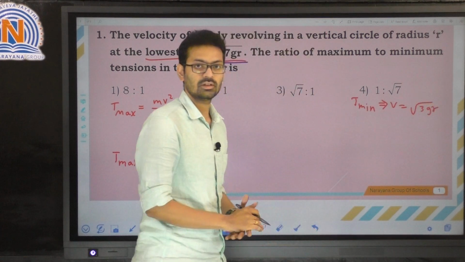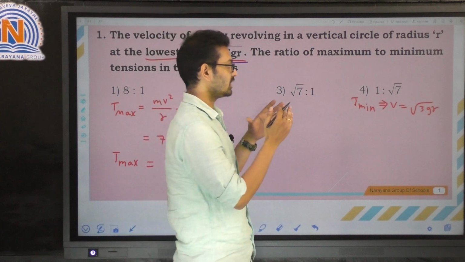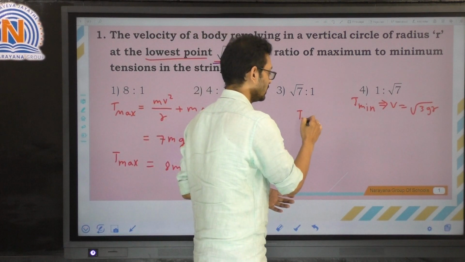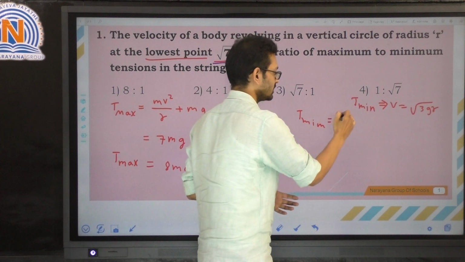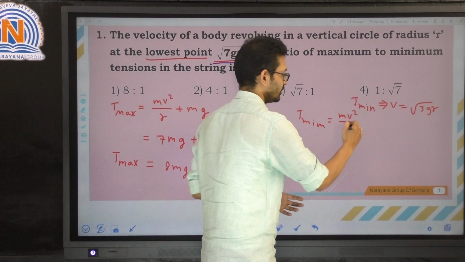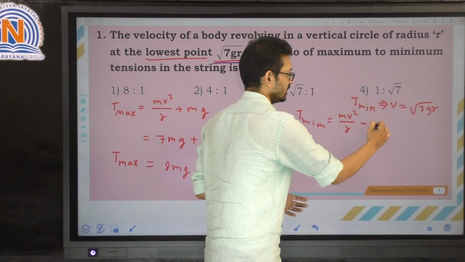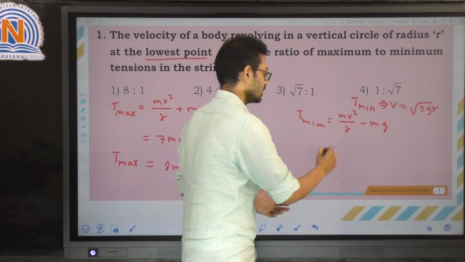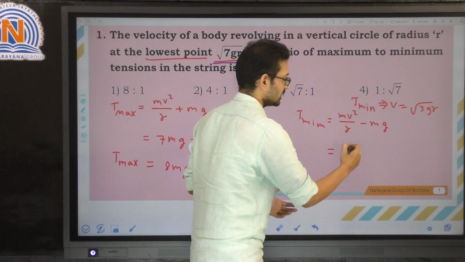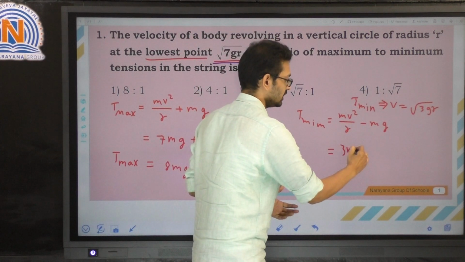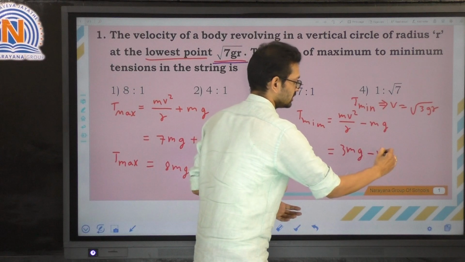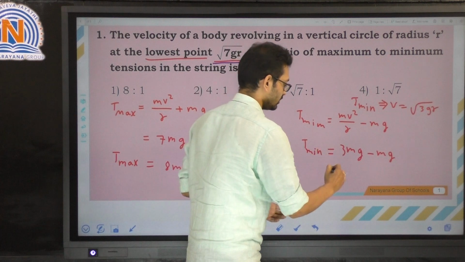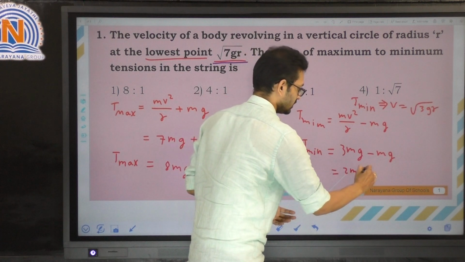Then, if I am getting the velocity root 3 gr over there and I substitute it in the T min formula, the T minimum formula is mv square by r minus mg. Now let us substitute that. When I substitute that, I am going to get 3 mg minus mg. So T min is nothing but equal to 2 mg.